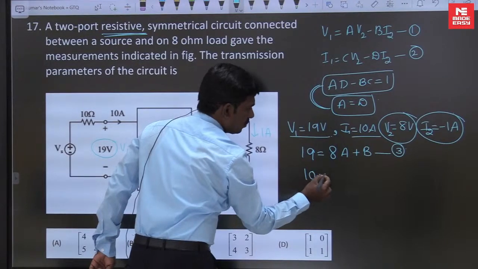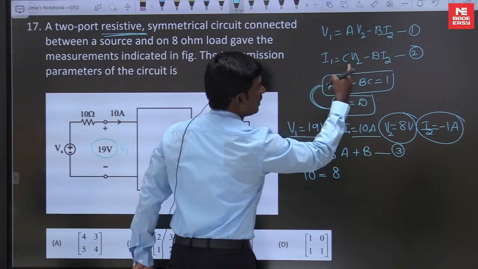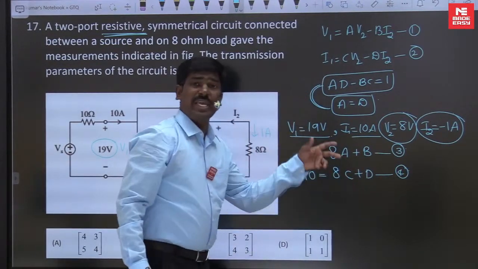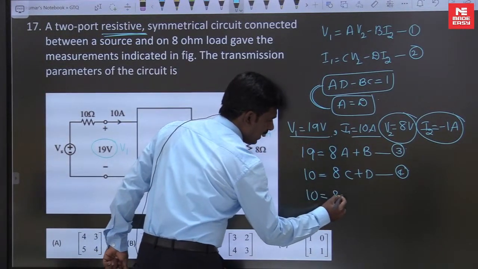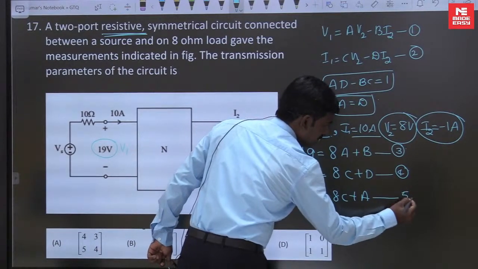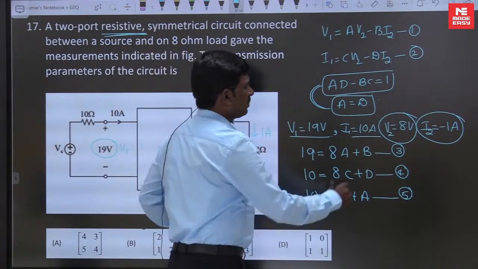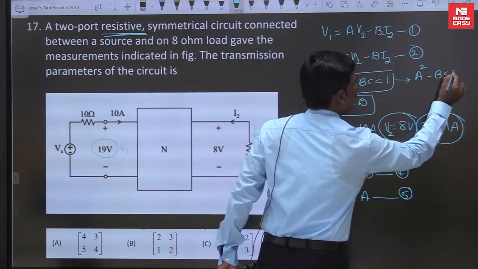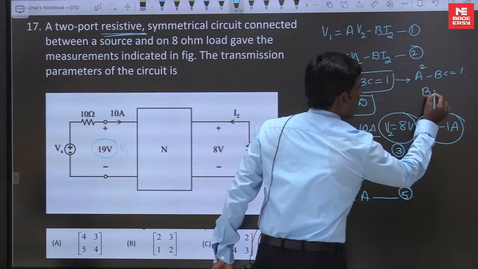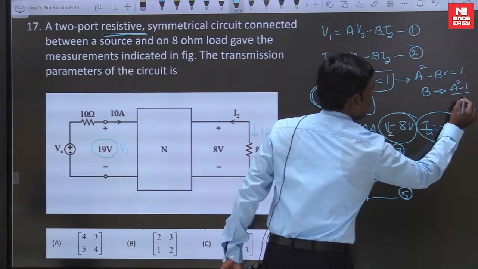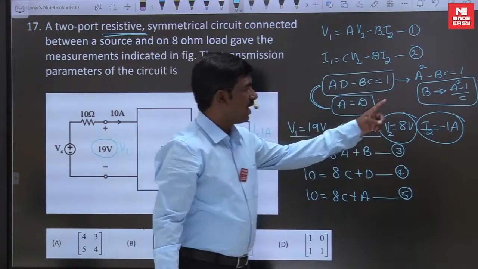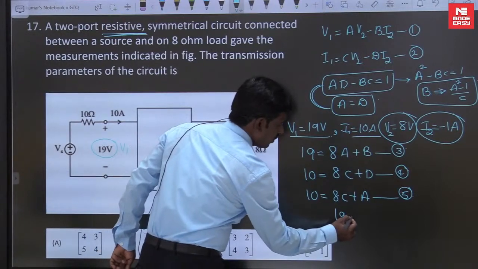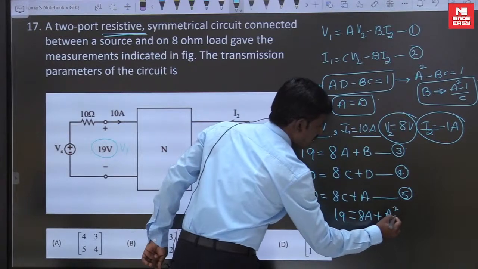I1 is equal to how much? 10 is equal to C V2, which is 8C, plus D. Substituting A in place of D, 10 is equal to 8C plus A. From symmetry, A into A minus BC is equal to 1, substituting A in place of D. So B is equal to A square minus 1 by C. Substitute here: 19 is equal to 8A plus A square minus 1 by C.